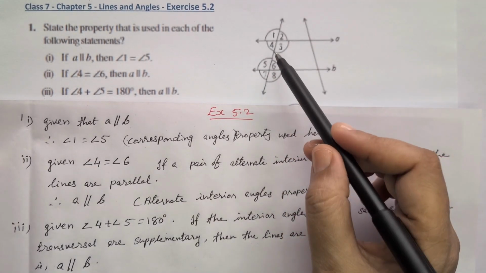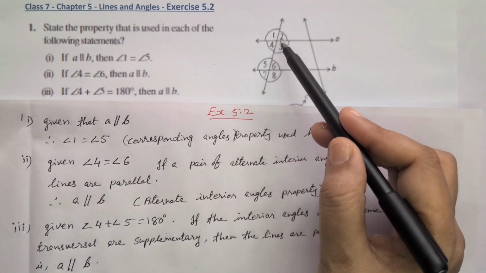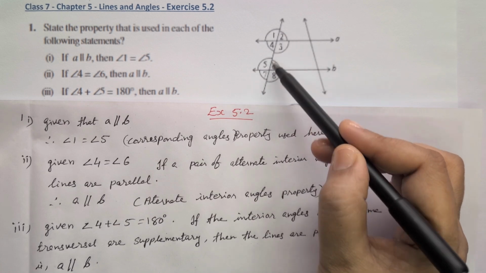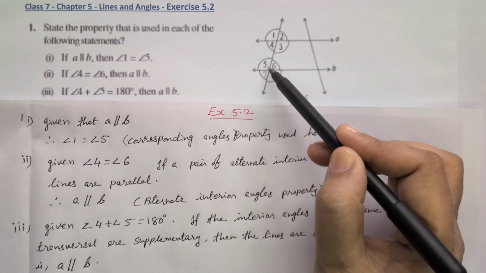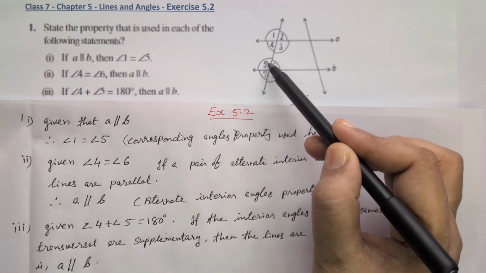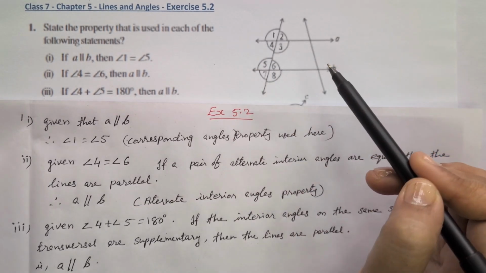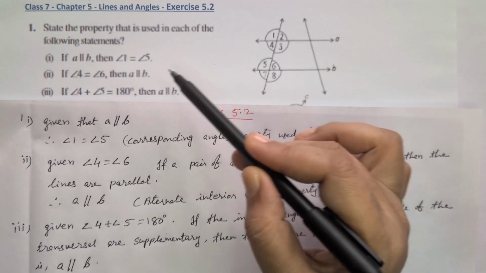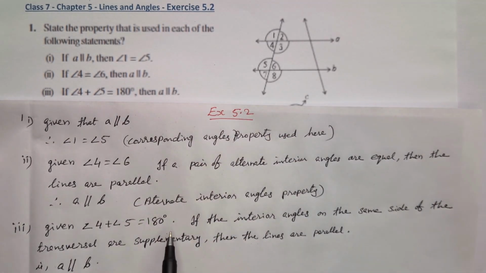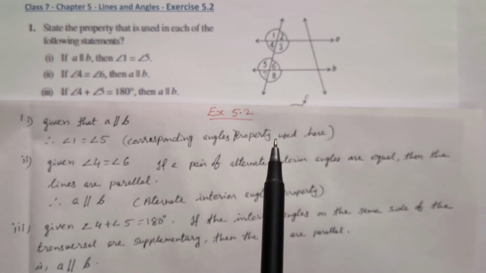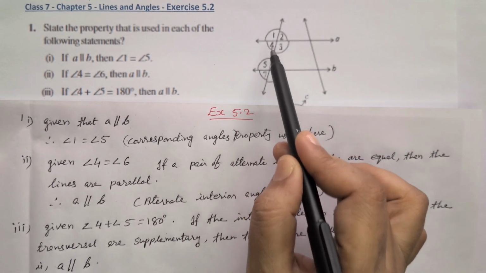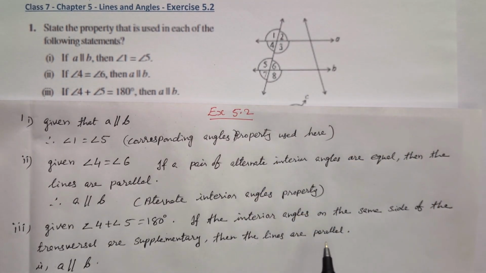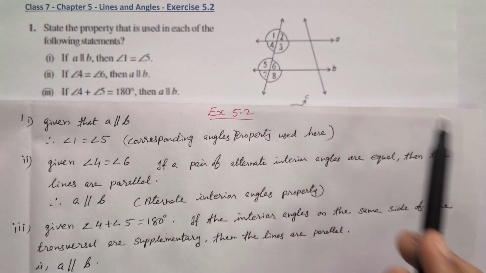Next is angle 4 plus angle 5 is equal to 180 degrees. That means the sum of the interior angles on the same side of the transversal is supplementary, then the lines will be parallel. Here angle 4 plus angle 5 is equal to 180 degrees, that is given. If the interior angles on the same side of the transversal are supplementary, then the lines are parallel. So we can write, therefore A is parallel to B. Both the lines are parallel.